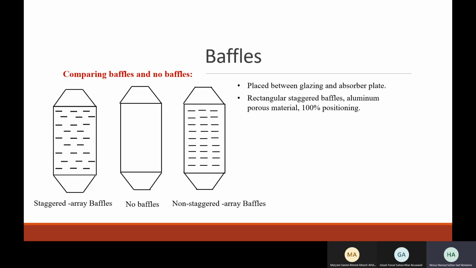Comparing baffle in staggered and non-staggered and no baffles, as we can see in the figures. With baffles, there is a staggered and non-staggered array. In our design, the baffle configuration we have chosen is a staggered array flow that results in obtaining the higher heat transfer and more turbulence in order to increase the Reynolds number, and also it can guide the air easily. Without baffles, we will have no turbulence and it will not enhance the system.